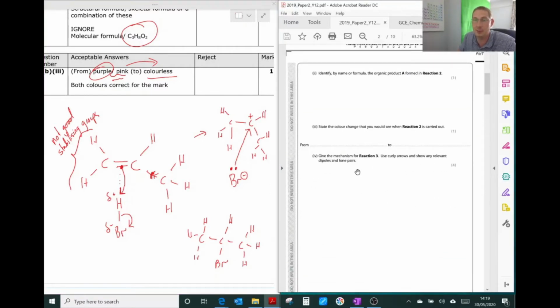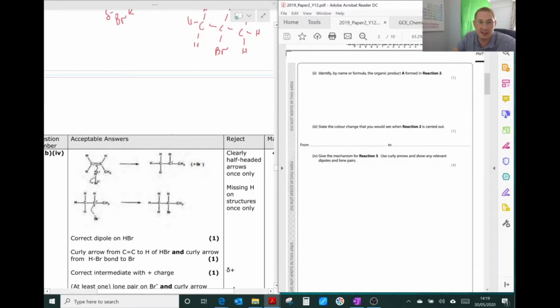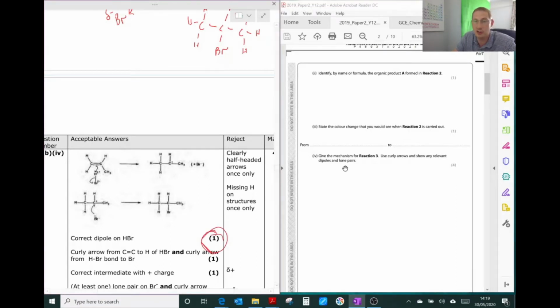So again, to remind you what the question was: give the mechanism for reaction 3, use curly arrows and show any relevant dipoles and lone pairs. So 1 mark for showing the correct dipole on HBr. It did even tell you to show the dipoles. Then a curly arrow from the double bond to the hydrogen of HBr and a curly arrow from the HBr onto the Br minus. That's what we did.